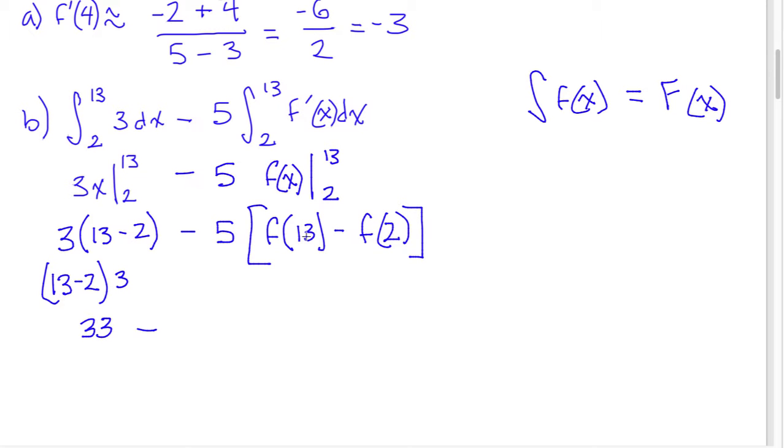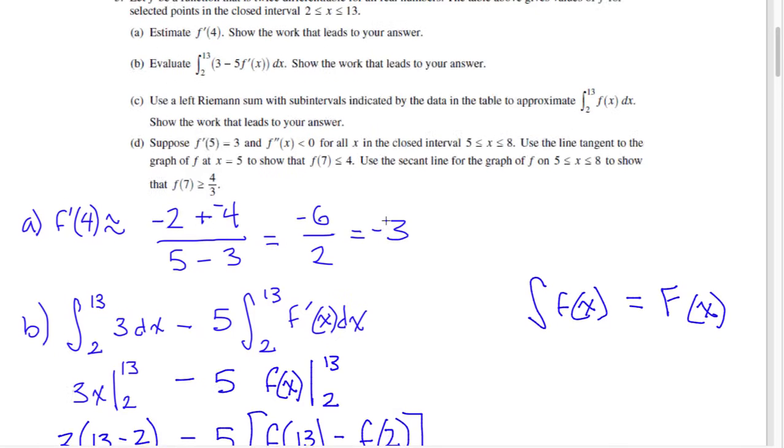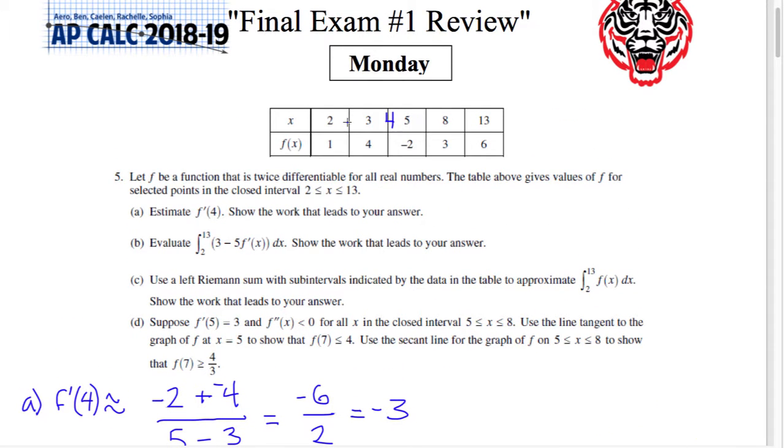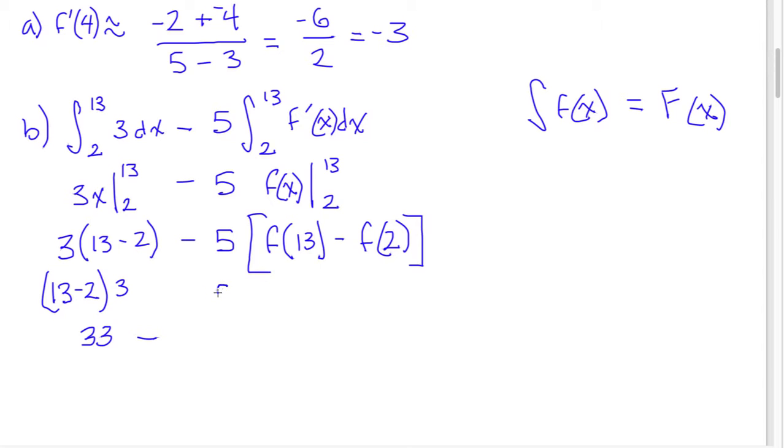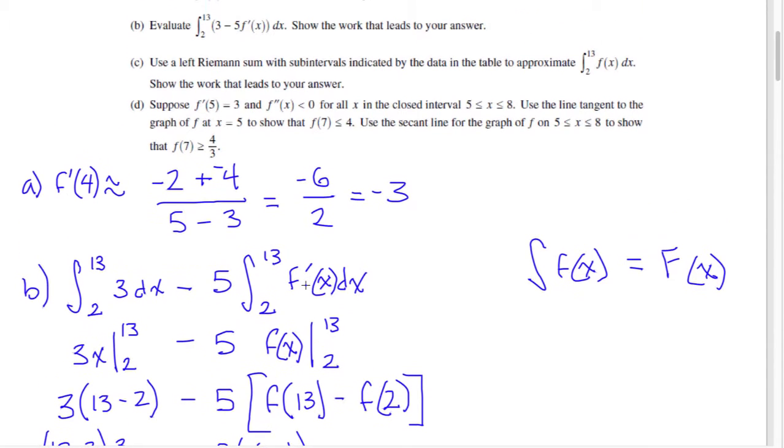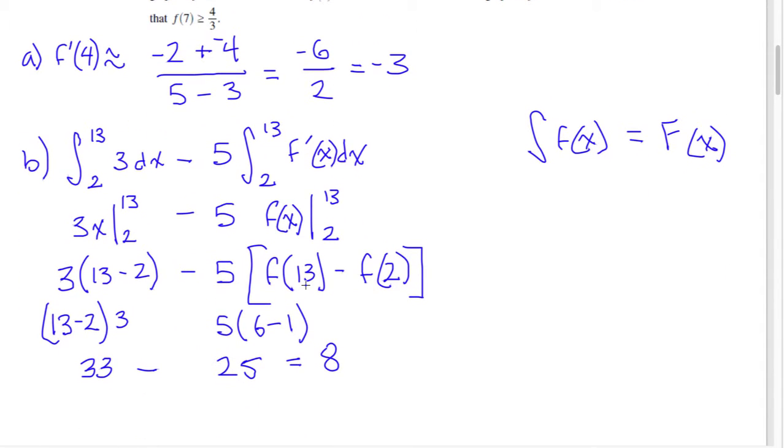Yeah, so now I need to actually figure out the height at 13, the height at 2. Well, the height at 13 is 6, the height at 2 is 1, so 6 minus 1. This is now 5 times 6 minus 1. And 6 minus 1 is 5, 5 times 5 is 25. So 33 minus 25, and that should be 8. Is it 8? Oh, it's not multiple choice. I don't know what I'm waiting for. I'm like, huh, did we get it right? It is 8. I'm going to assume it's 8.